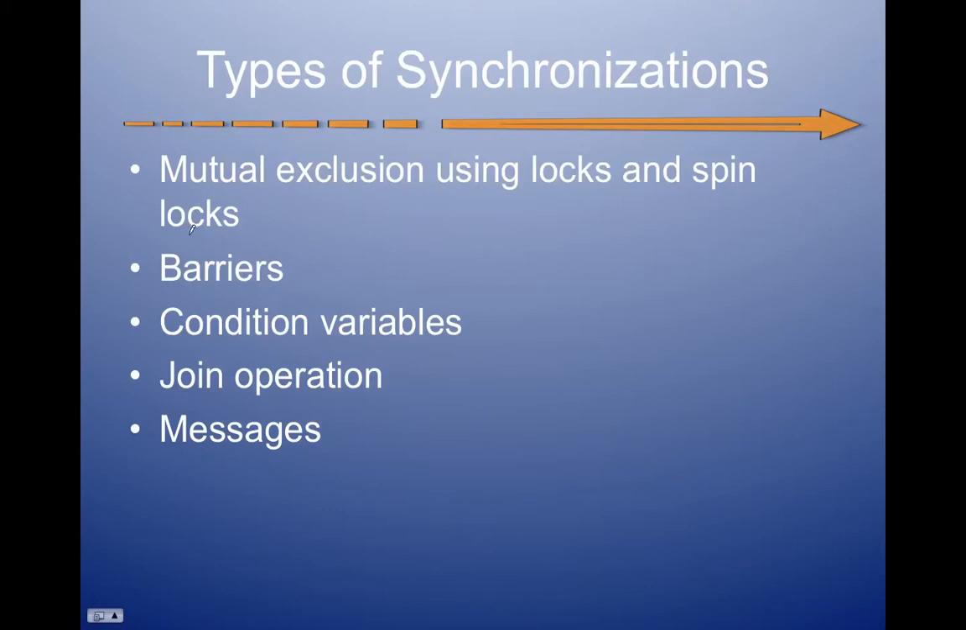So the kinds of synchronization we find: mutual exclusion with locks and a variant of locks called spin locks, barriers, conditional variables, join operations, and messages. We have already seen those two.